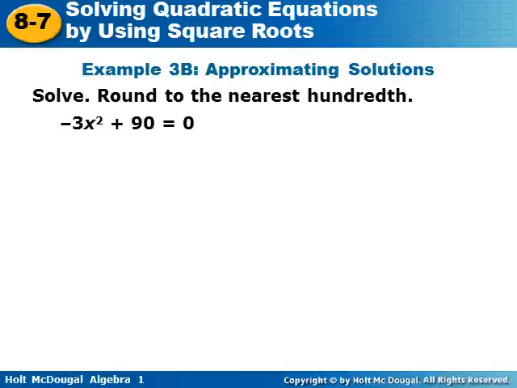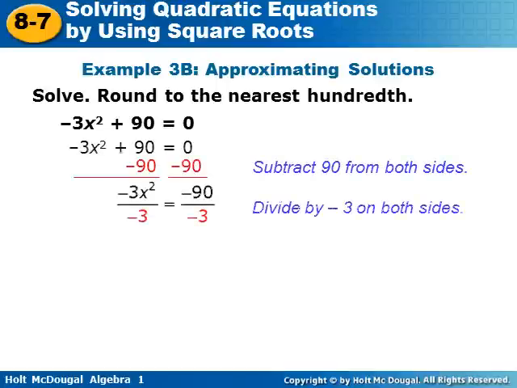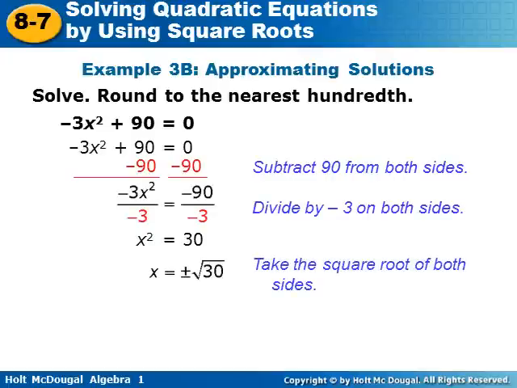Solve, round to the nearest hundredth. -3x squared plus 90 equals 0. We're going to subtract 90 from both sides and divide by -3 on both sides. And so we get x squared equals 30. Take the square root of both sides, and we get x equals plus or minus the square root of 30.